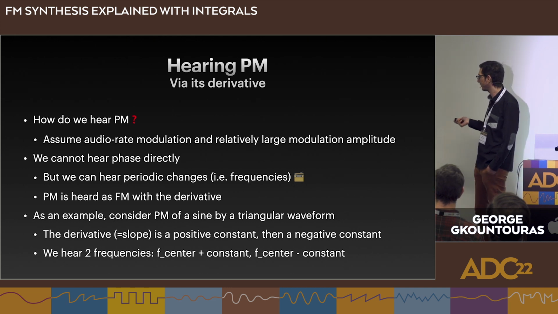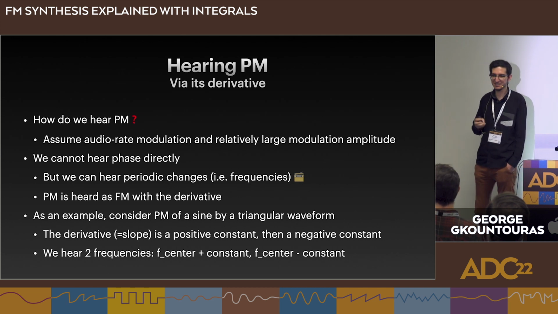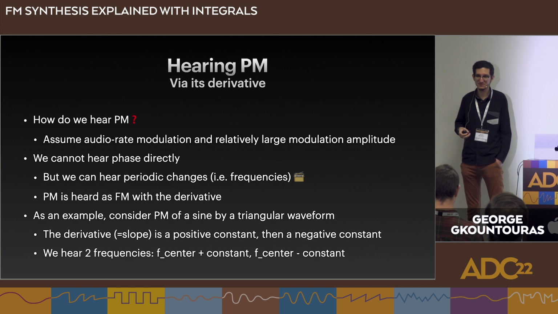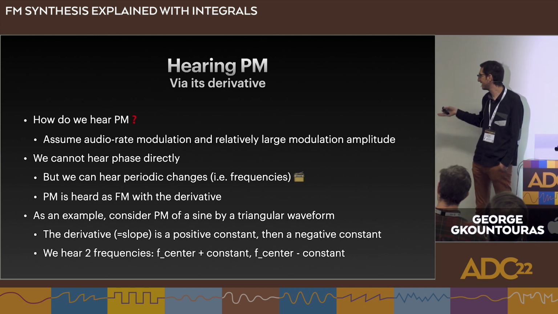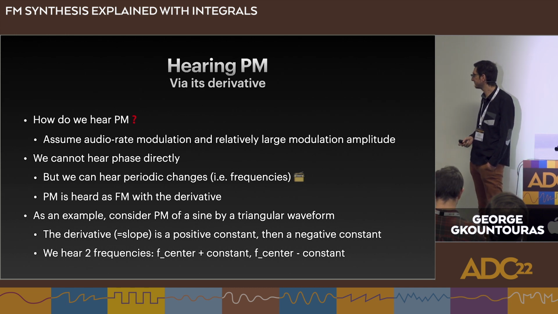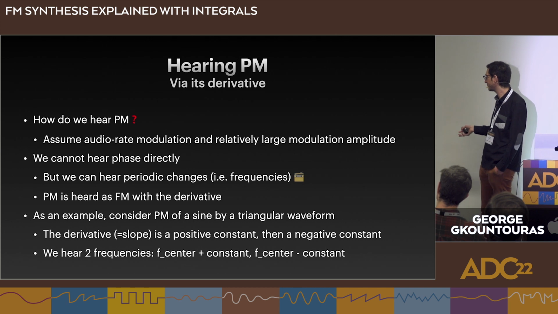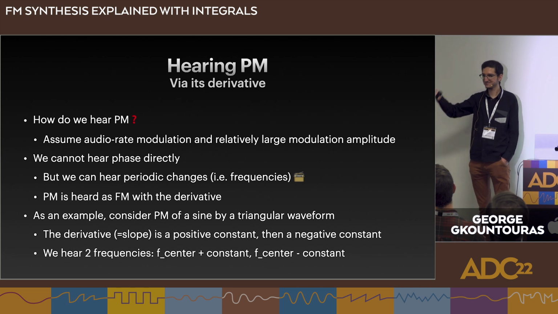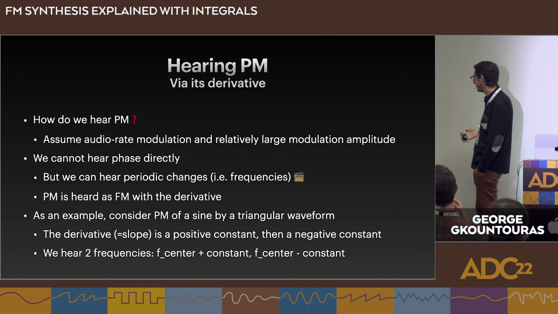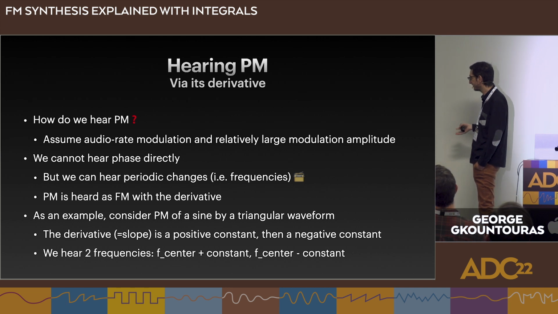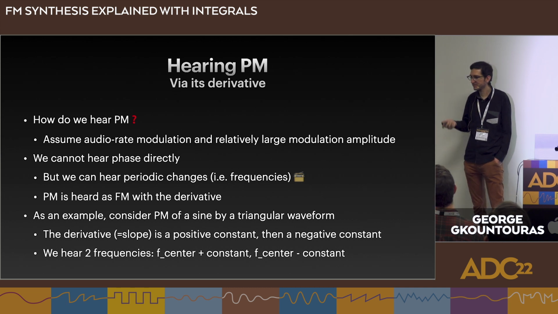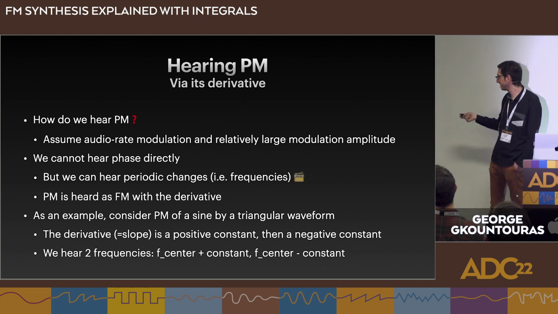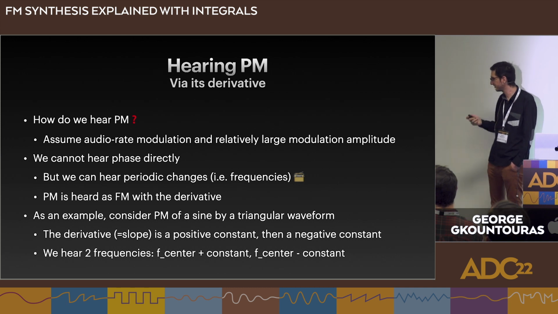Because, as we said, they're both equivalent, and this is why Yamaha marketed that as frequency modulation. We see that, at least in the sinusoidal case, it's the same, and it's also similar here. Let's consider the case where we have the phase modulation of a sine wave with a triangular waveform. So the derivative, which is the slope, is a positive constant, then a negative constant, and it repeats. So we would hear it as frequency modulation. We would hear the center frequency plus some offset, and the center frequency minus some offset.